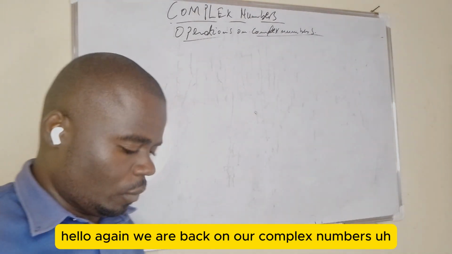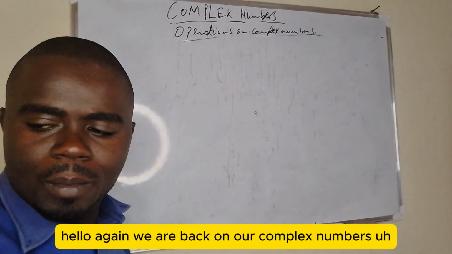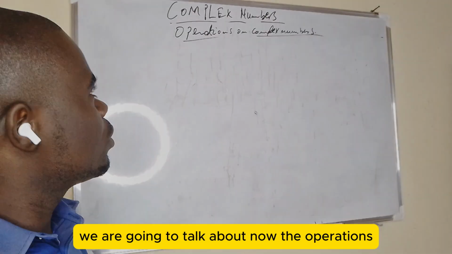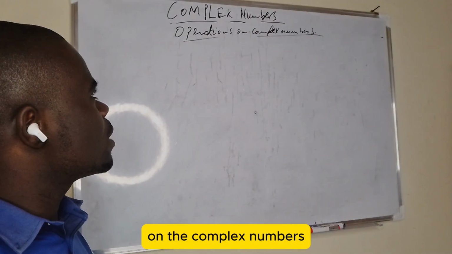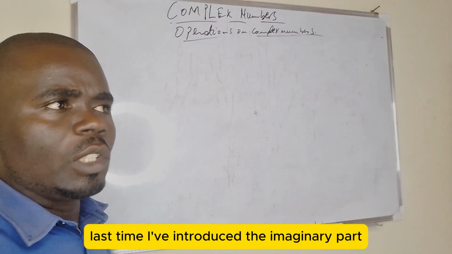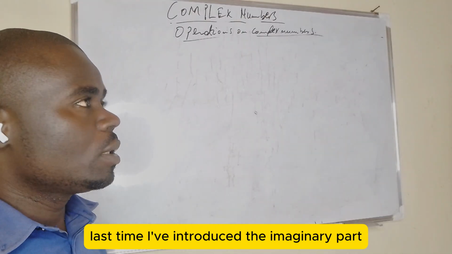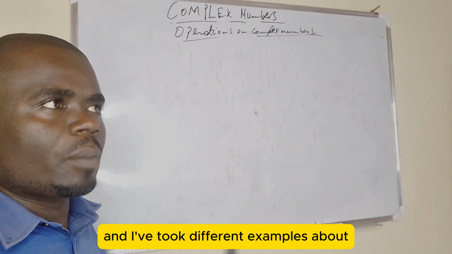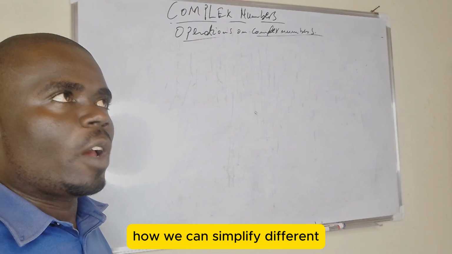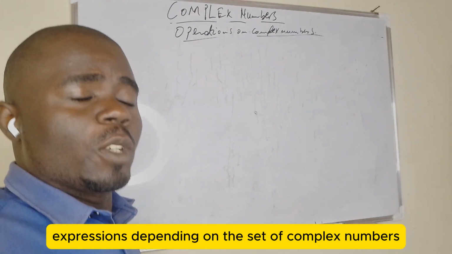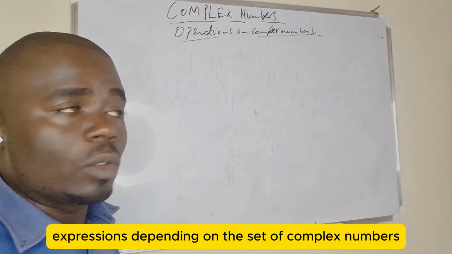Hello again. We are back on our complex numbers. We're going to talk now about the operations on complex numbers. Last time we introduced the imaginary part, and we talked about different examples of how we can simplify different expressions depending on the set of complex numbers.